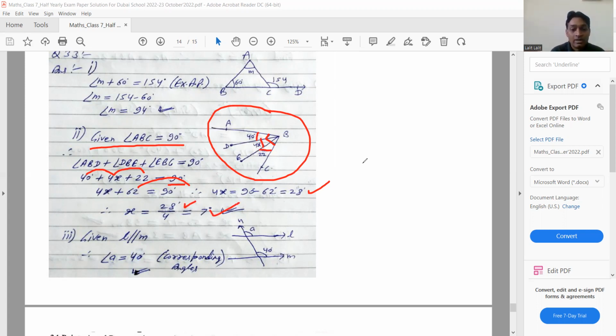Now the third question. They have given two parallel lines L and M, and we need to find, one angle is given as 40 degrees.